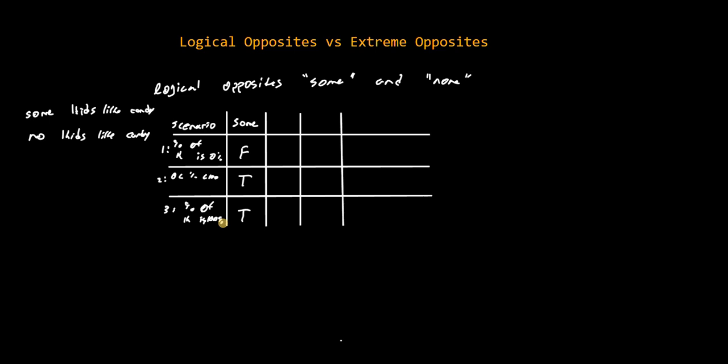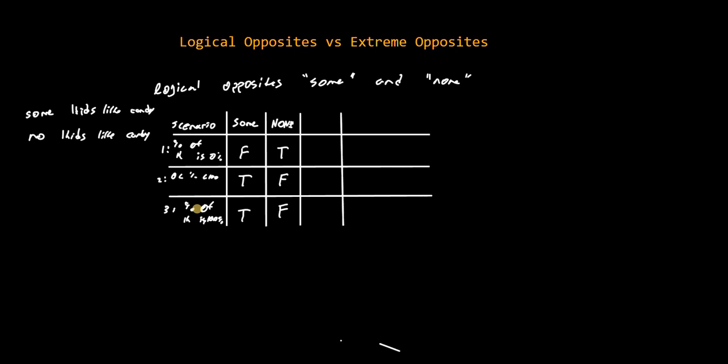Okay, and then let's look at none. In scenario number 1, the percentage of kids who like candy is 0%. None is true. In scenario 2, the percentage is between 0 and 100. None is false. Right? So for example, let's say 70% of kids like candy. Is it true that no kid likes candy? No, that statement is false. Scenario 3, 100% of kids like candy. Again, this is false. Okay.